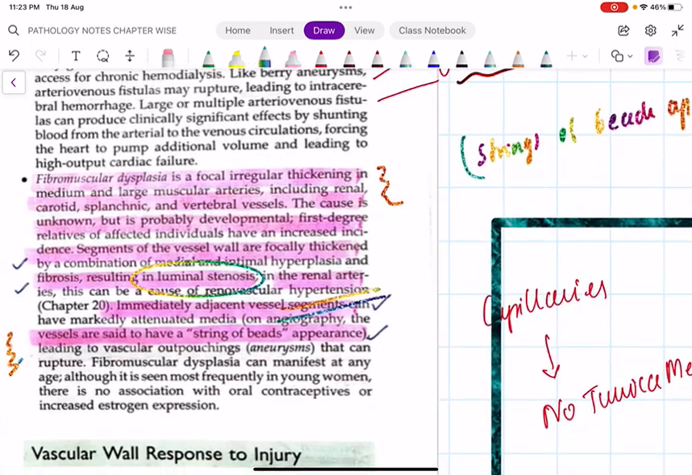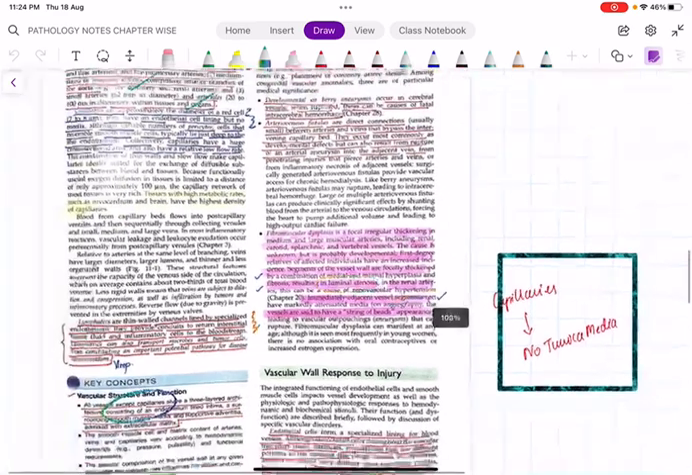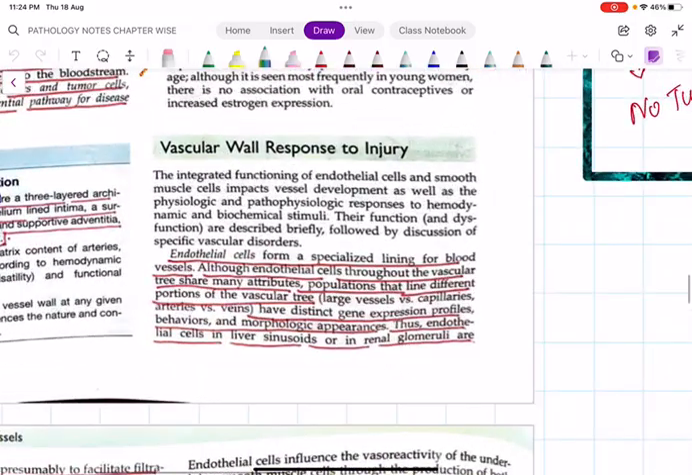We can see a string of beads appearance, and because of the irregular thickening, it may lead to some abnormal outpouchings. That is what we call aneurysms. These aneurysms can rupture, leading to fatal hemorrhages. And the luminal stenosis is mainly present with renal artery hypertension. Now let us see what are the vascular responses to injury.